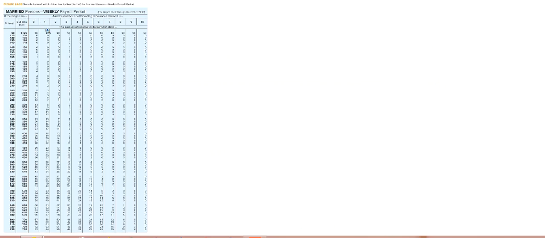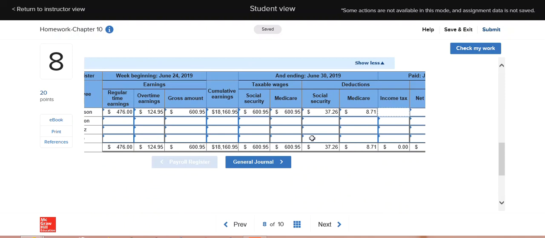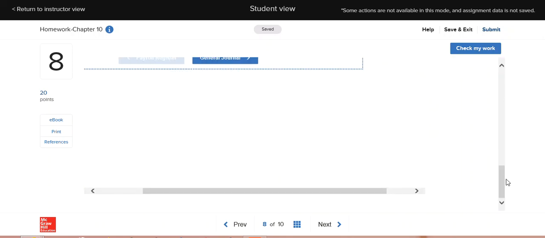He has 1 allowance, and he made $600 and some odd cents. So we're going to go down through this column until we hit $600 to $610. Looks like where it falls. So it looks like $45 is his federal. Oops, transposed my numbers. I've got to slide that over a little bit.